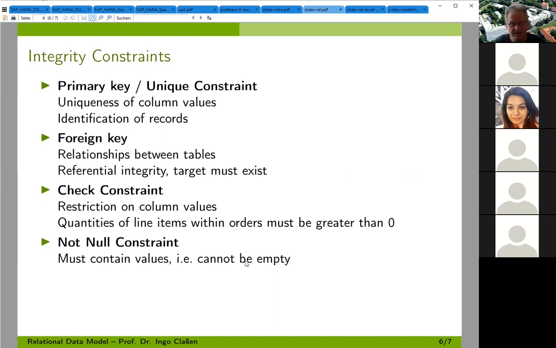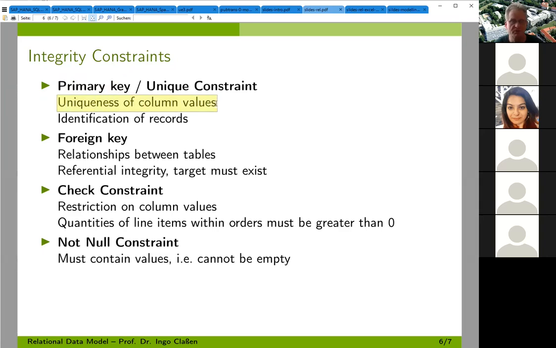The database system helps because it tries to avoid inconsistent values, for example, by rejecting inserts that are not correct. Up to now, we have seen more or less the following constraints. We have seen the primary key constraint, and together with the primary key comes the uniqueness constraint.